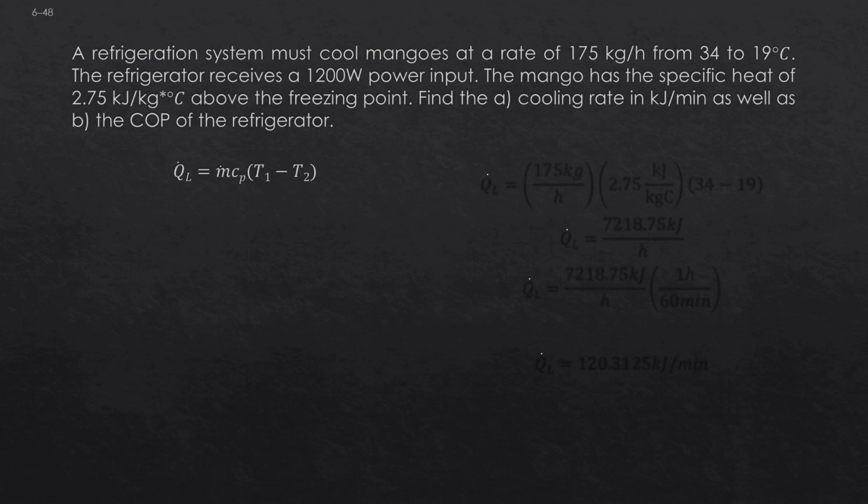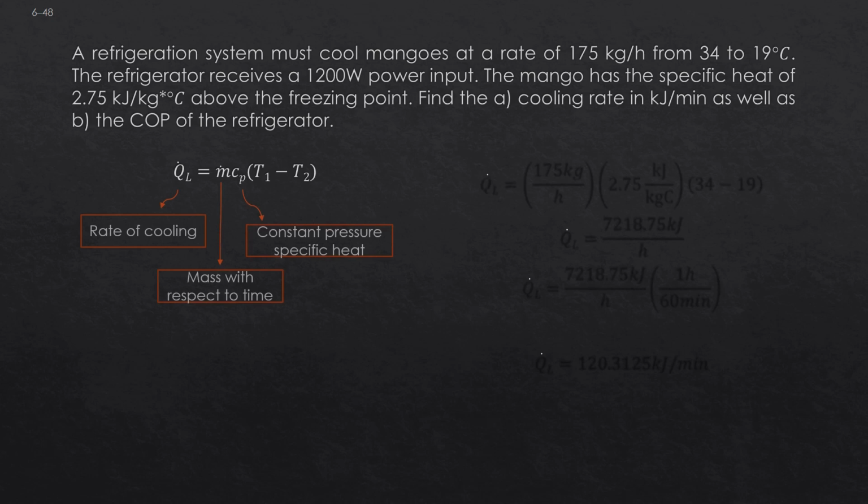Note that the rate of cooling is given by the equation Q dot sub L equals m dot times C sub P times the quantity of T sub 1 minus T sub 2, where Q dot sub L is the rate of cooling, m dot is the mass with respect to time or the mass rate, C sub P is the constant pressure specific heat, and T sub 1 and T sub 2 are the temperature at state 1 and at state 2 respectively. So we have all the given for the mass rate, the specific heat, temperature at state 1, and temperature at state 2.